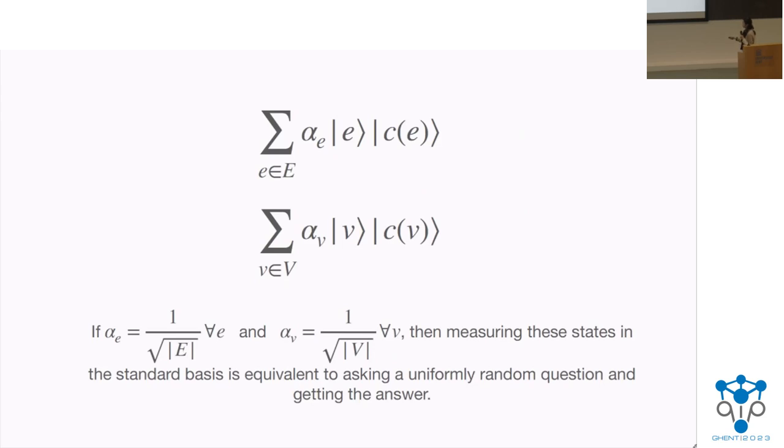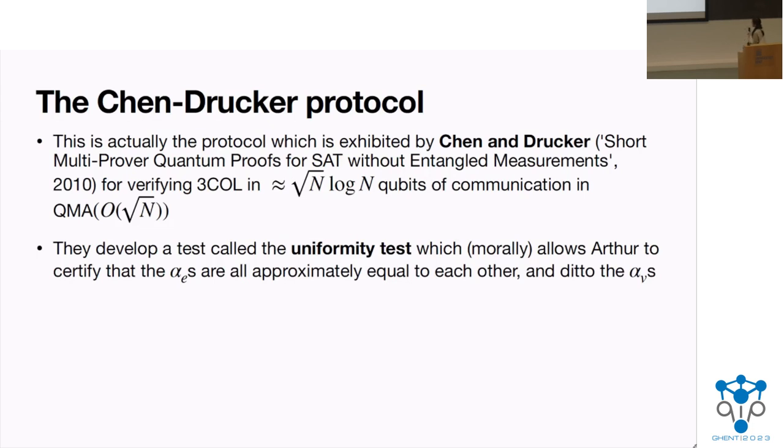Okay, so if the alpha e's are all approximately equal to each other, which means they must be equal to this, and same for the alpha v's, then measuring these states in the standard basis is equivalent to asking a uniformly random question of the Merlins and getting the answer. So that's basically the key insight behind this protocol, which was developed by Chen and Drucker in 2010. This is just a superposition over questions and answers, basically. The question, the answer, the question, the answer, right? So this is a way to verify three-coloring in about root n log n qubits of communication.